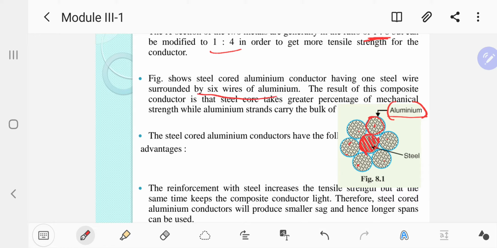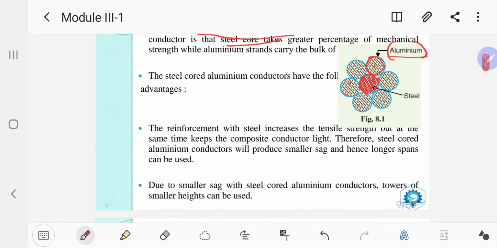One steel wire is there and 6 aluminum wires. You can see the figure here, and the result is that the steel core takes the greater percentage of mechanical strength, whereas the aluminum strands carry the bulk of the current. Why? Because of skin effect: when conductors are carrying AC current, there is an effect called skin effect. So the major part of the current will pass through the periphery. This is done by aluminum, which is ideal for conduction, whereas the steel gives the mechanical strength. So this is a composite structure, and this is known as ACSR conductors.